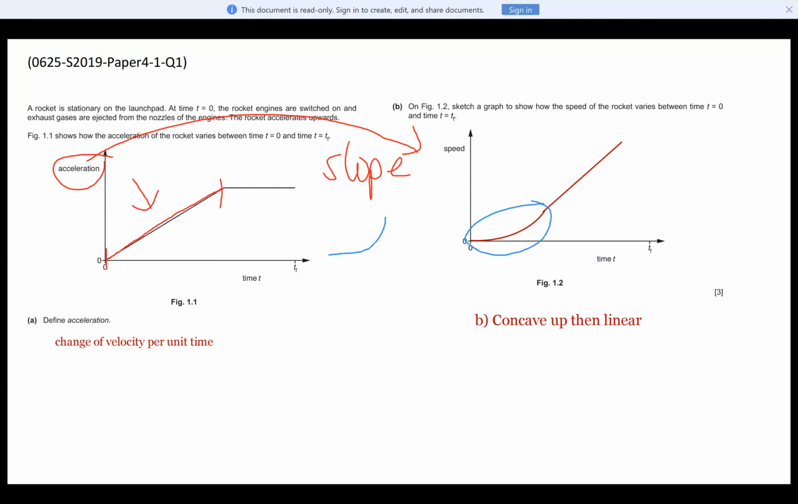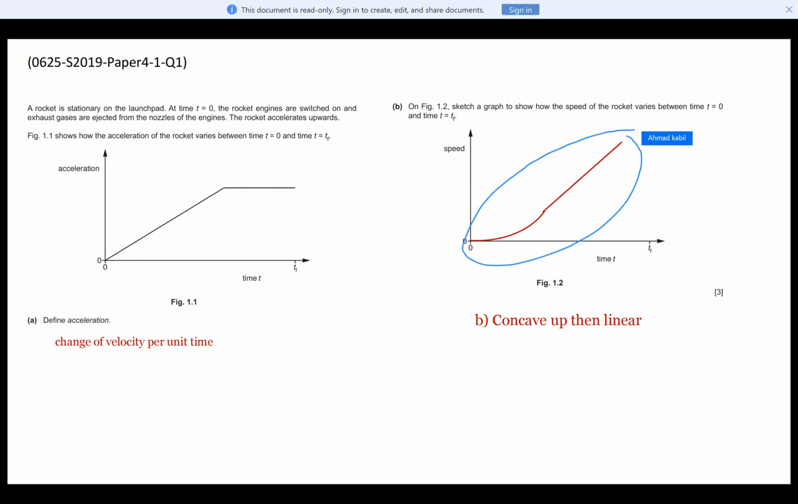But then in the second part of the problem, we have a constant acceleration. So in this case, the slope is constant. So if the slope is constant, then the graph itself has to be a line. And since the slope is positive, the line has to be sloping upwards. It has to be an upward slope line. So therefore, the final graph should look something like this, where for the first part, it's concave up as a curve. And then for the second part, it's linear in order to reflect the graph on the left.